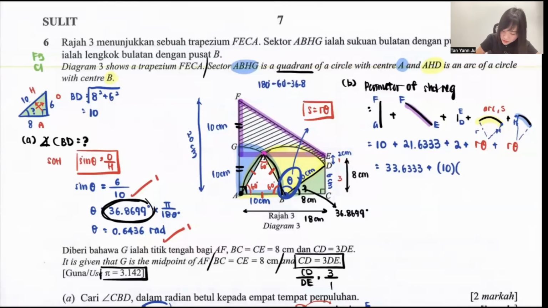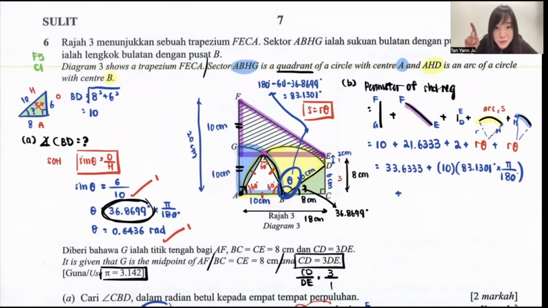Maybe I shouldn't put it here. No space. Right there. 180 minus 60 minus 36.8699. Are you getting 83.1301 degrees? So guys, remember, this 83.1301 needs to change to red, because there's no sine constant. Must always change it to red. Then we continue with the blue one. Haven't done the blue one.